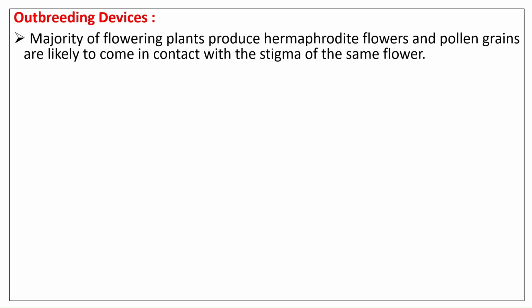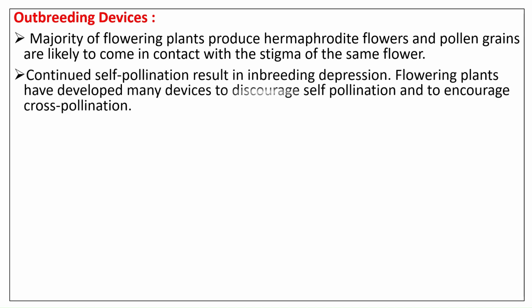The majority of flowering plants produce hermaphrodite flowers, and pollen grains are likely to come in contact with the stigma of the same flower. Continued self-pollination results in inbreeding depression. Flowering plants have developed many devices to discourage self-pollination and to encourage cross-pollination.